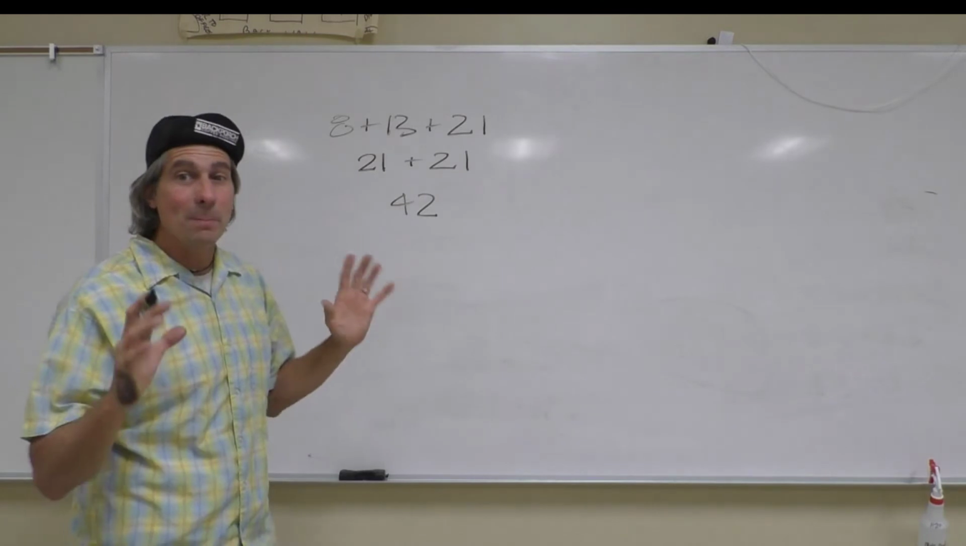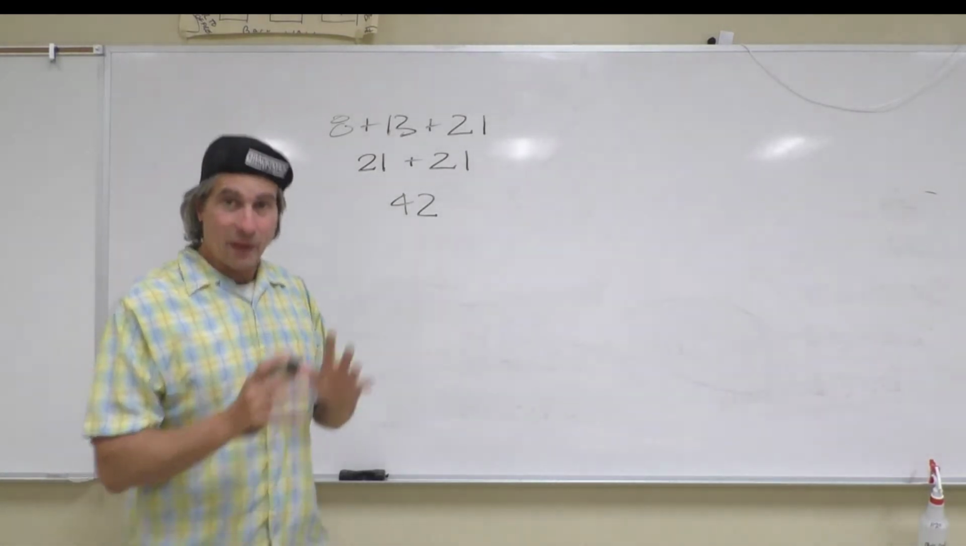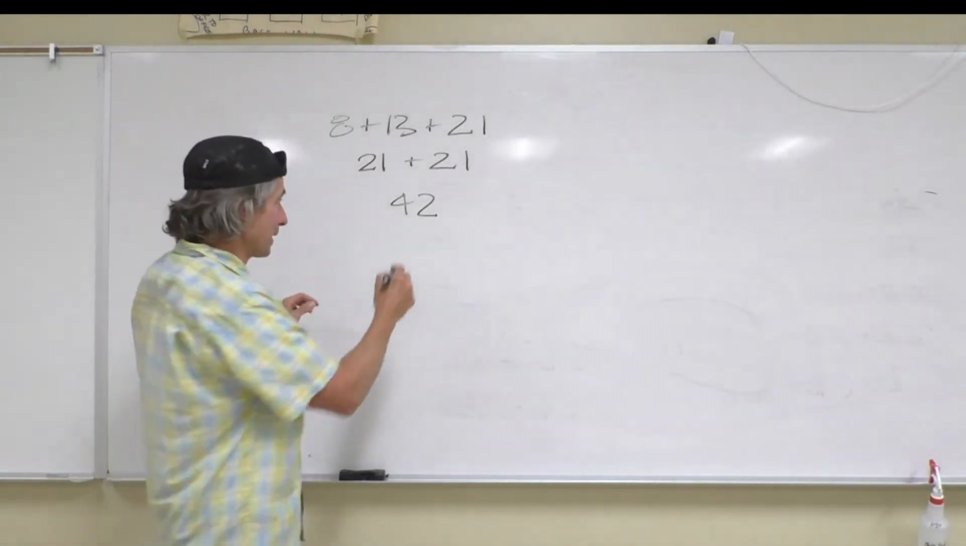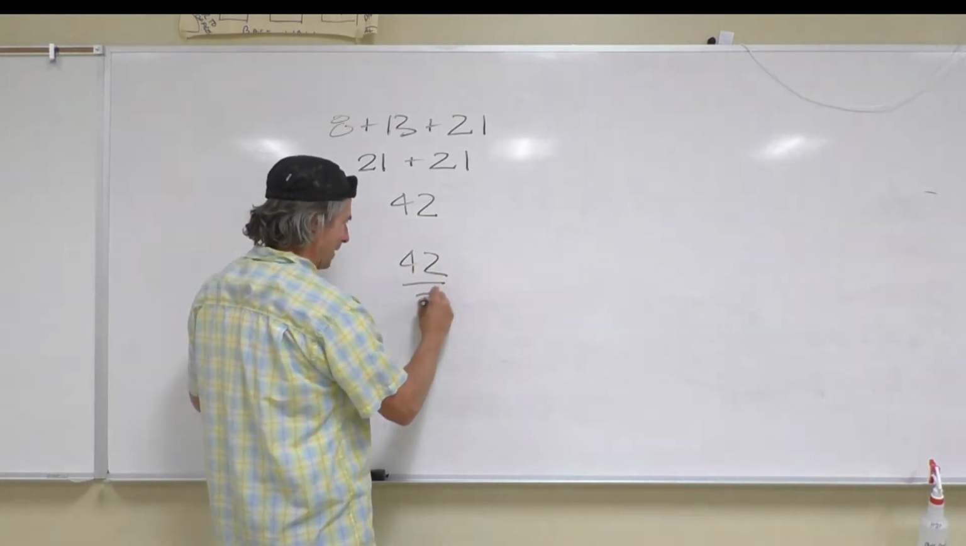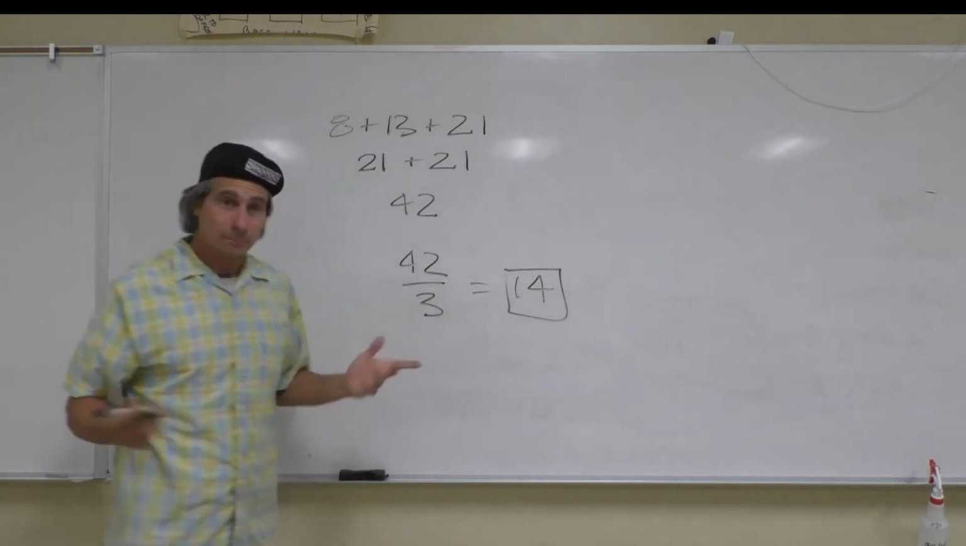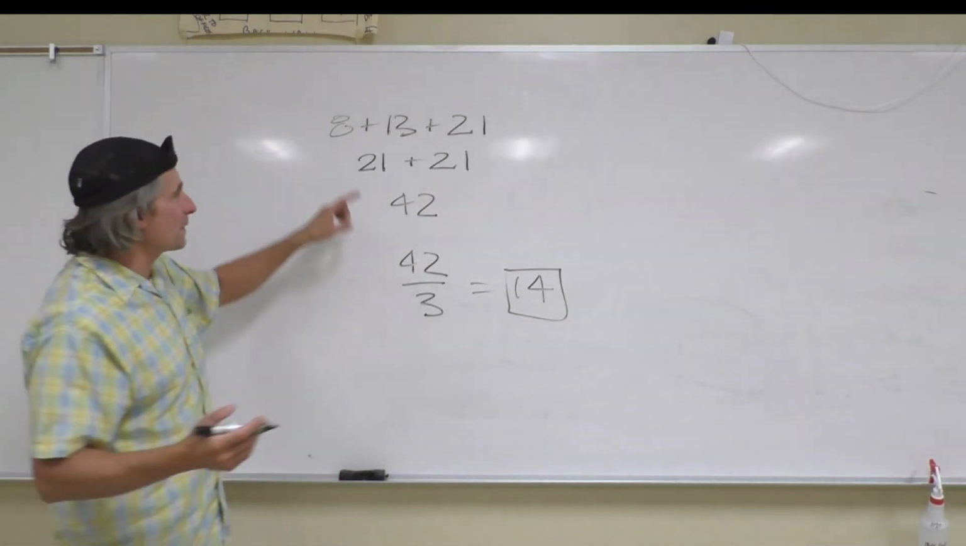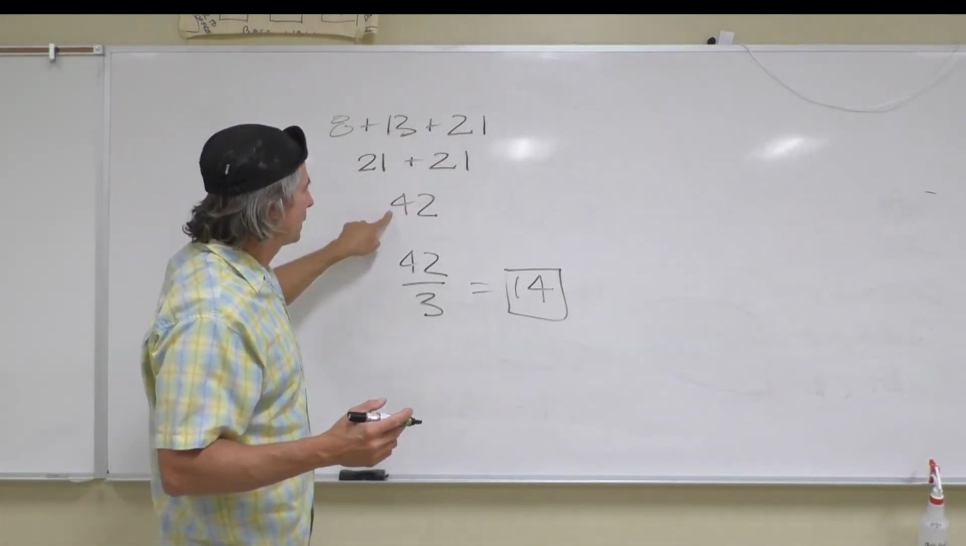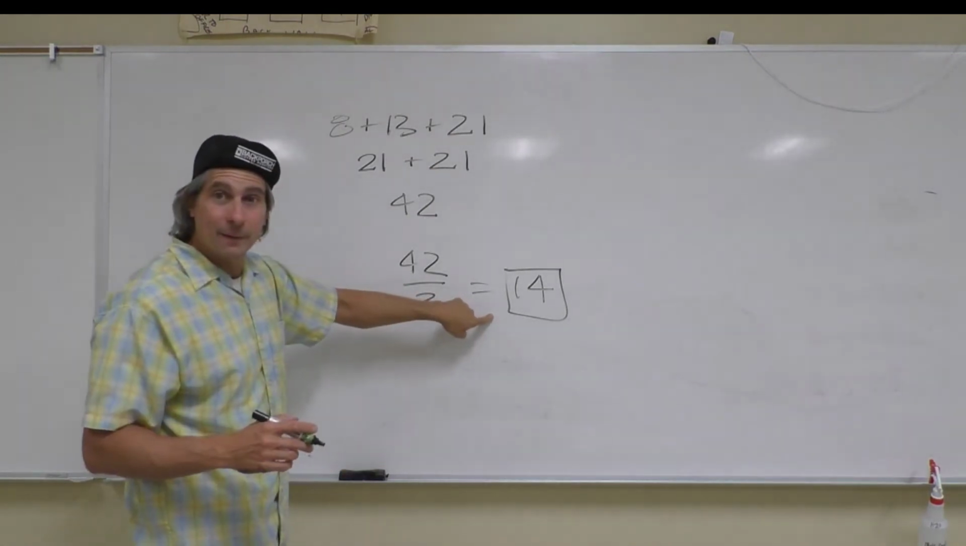So now I've summed up those three things. And then all of that divided by 3. So I'm going to take 42 divided by 3, and I'm going to get 14. There. That's what it equals. The sum of 8, 13, and 21, all divided by 3.